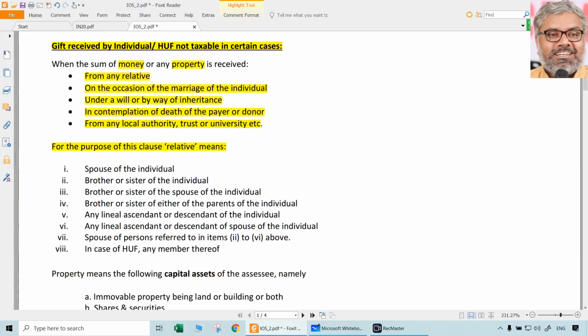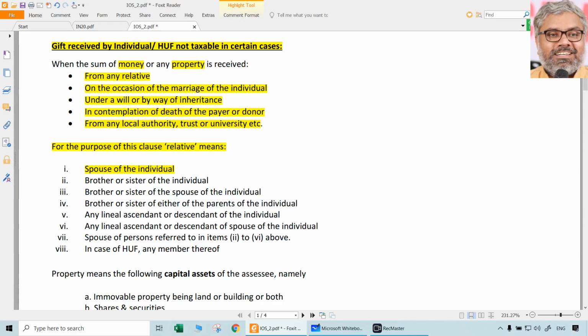Whichever way you remember, nobody cares whether you are remembering correctly or not. Whether you are using the provision correctly or not is what matters. But I am giving only a tip: the definition of relative is easier to understand and remember if you remember the actual relationships in the form of your own mother tongue, whatever it may be.